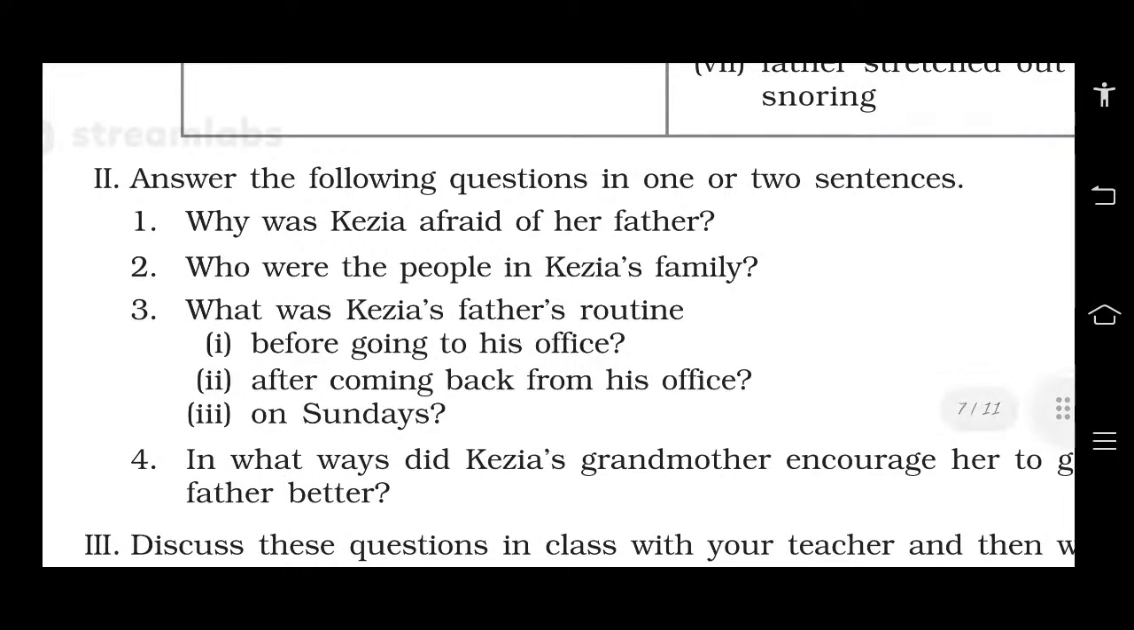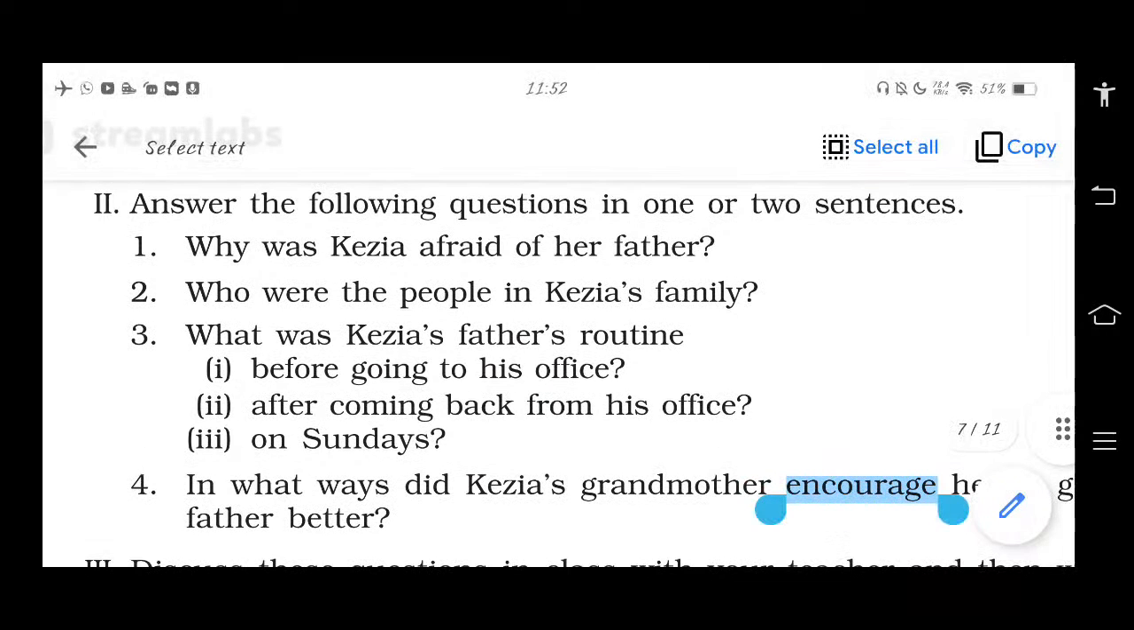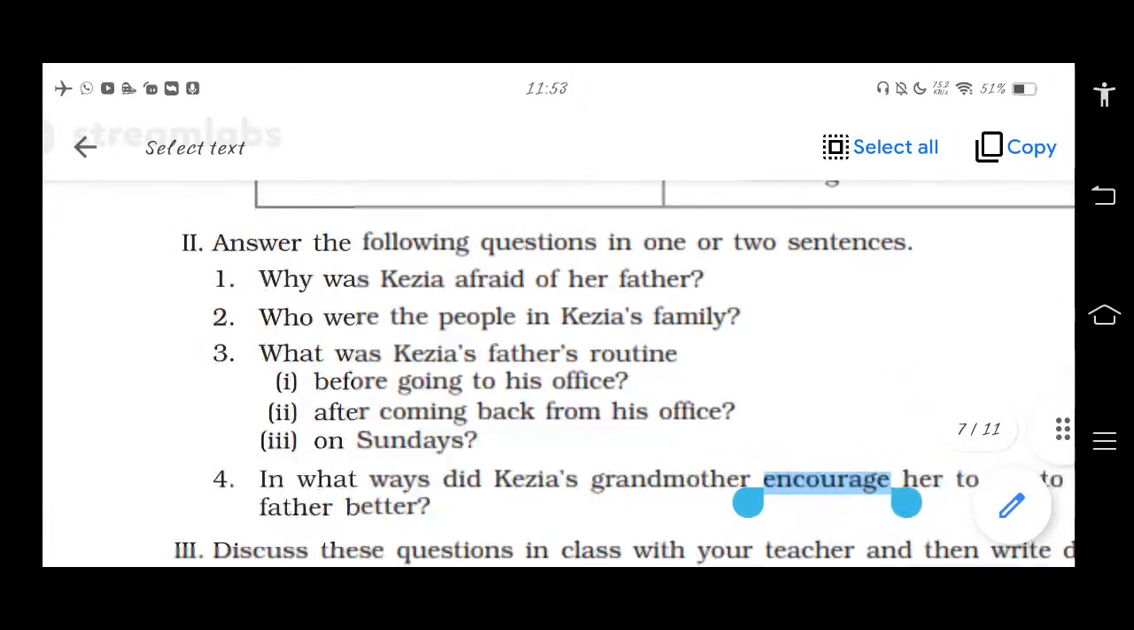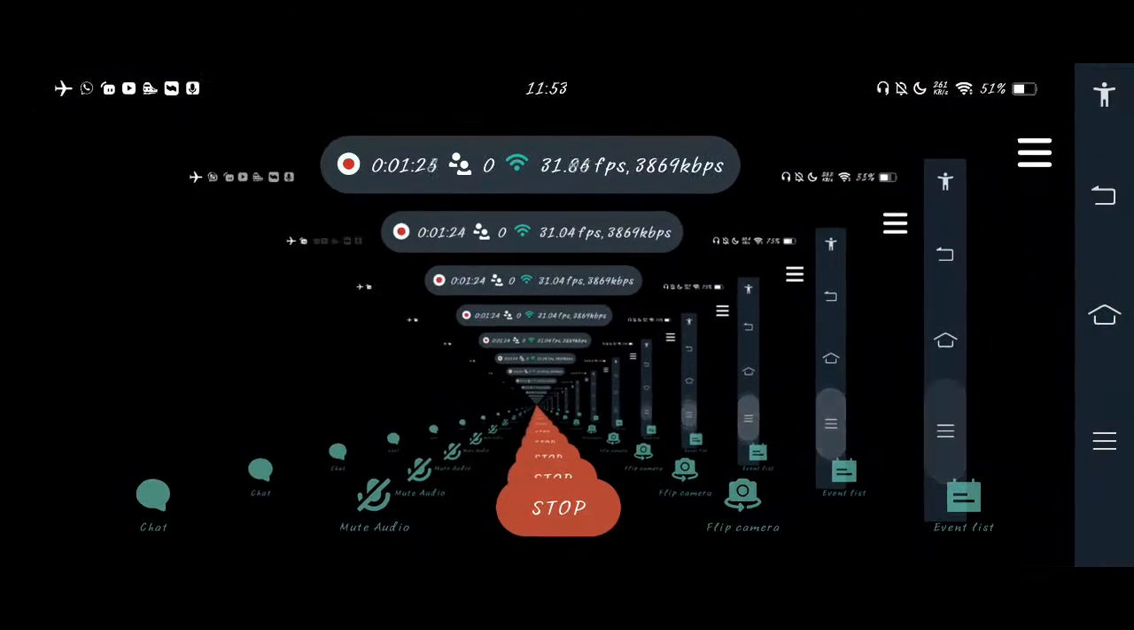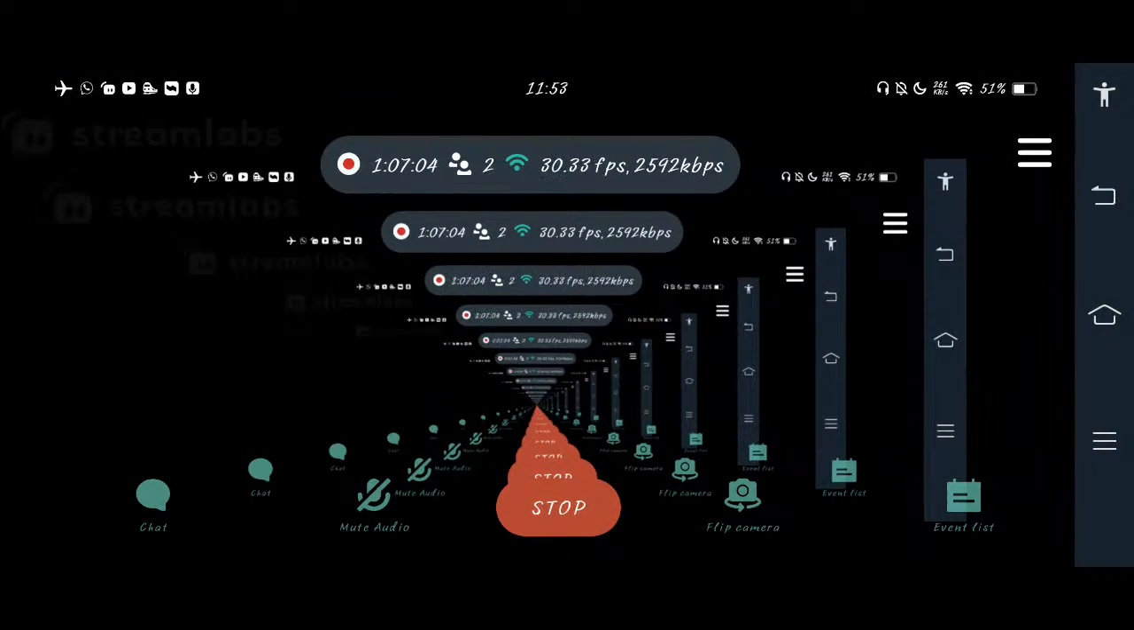And what is the second one? After coming back from his office, he usually comes and sits on the sofa and asks to bring his tea. And on Sundays, he usually stretches his arms and legs, and by covering his face with a handkerchief, he sleeps. Okay, right? Like this, we can go through different kinds of examples and we can understand many things.